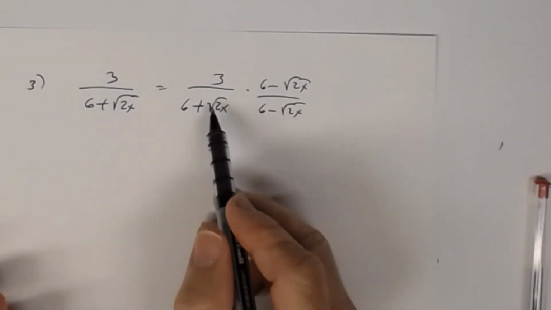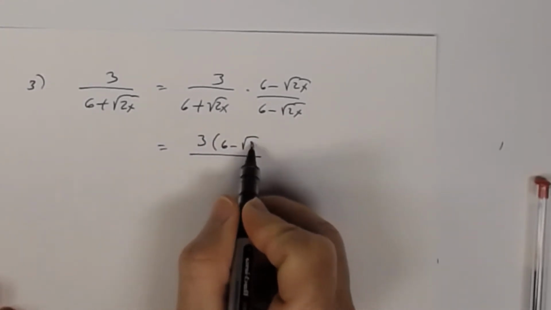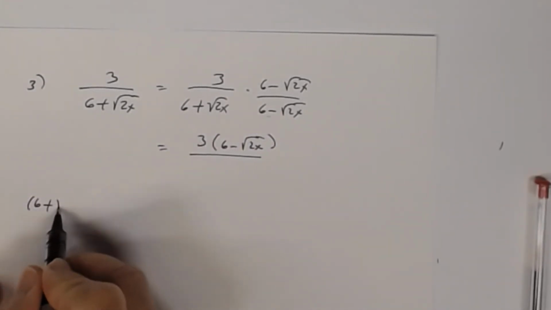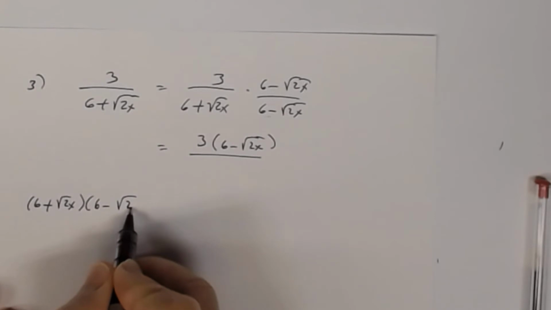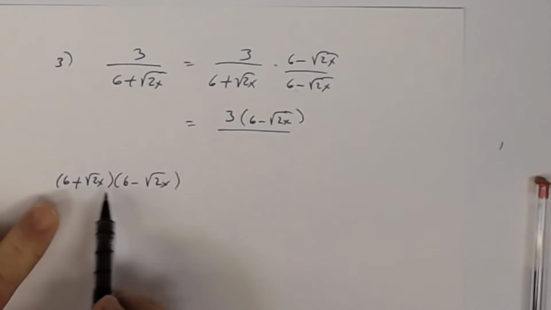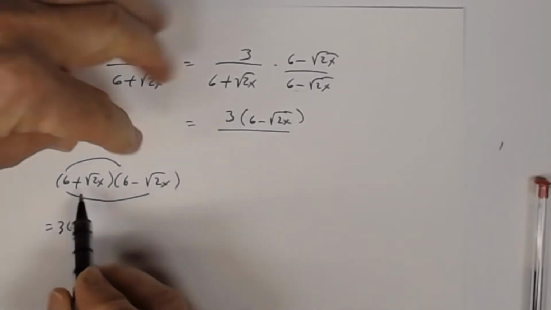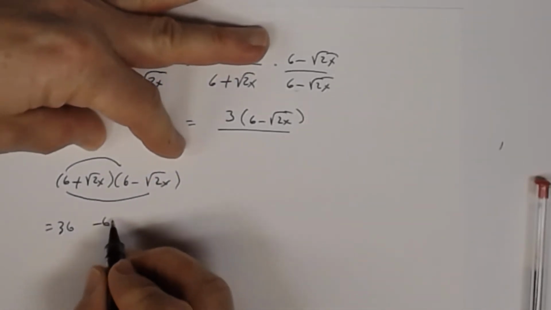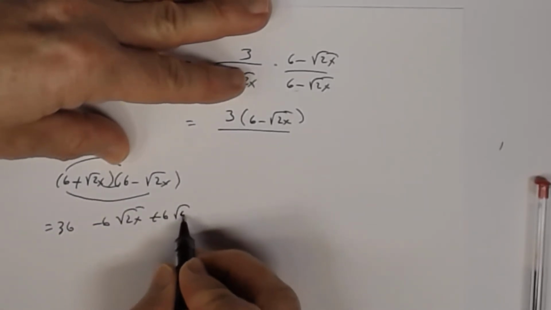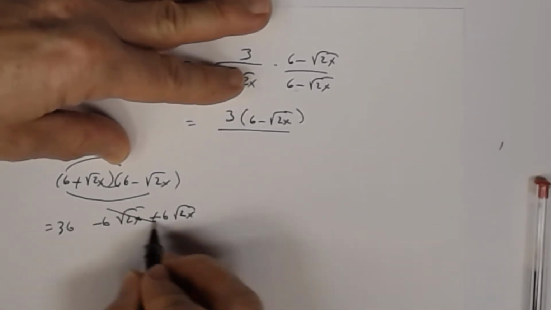Okay? And so I'm going to write this now as one fraction. So I get 3 times 6 minus the square root of 2x divided by, now let's multiply this out. So I have 6 plus the square root of 2x times 6 minus the square root of 2x. And so when you use FOIL, remember the outer and the inner, always make sure the outer and the inner cancel out because those are conjugates. So 6 times 6 is 36. The outer, a positive times a negative is a negative, so I get negative 6 square root of 2x. The inner is a positive 6 square root of 2x, and notice those are like terms. You have a negative 6 square root of 2x and a positive 6 square root of 2x, that's 0.